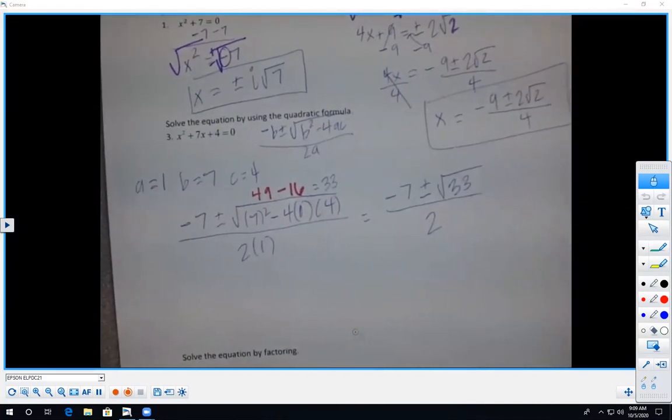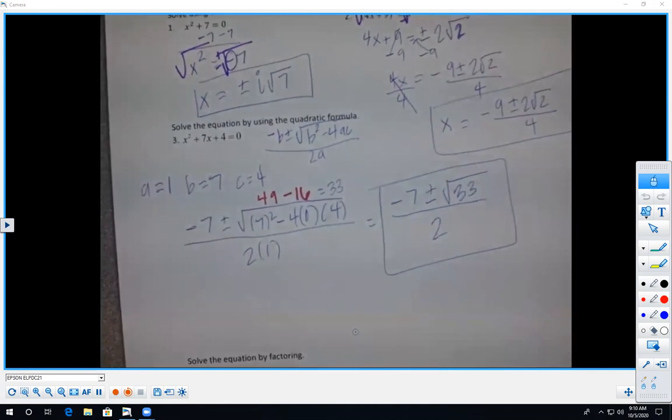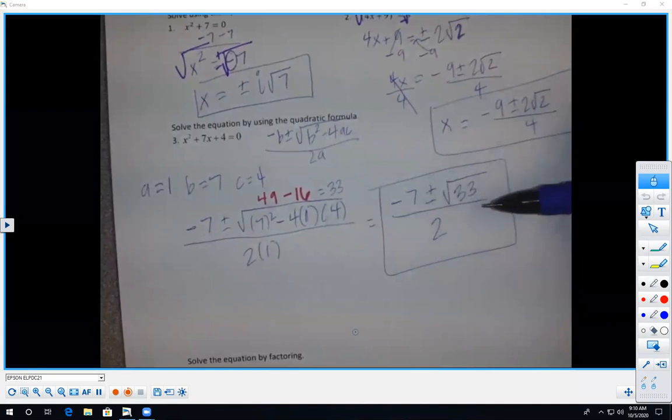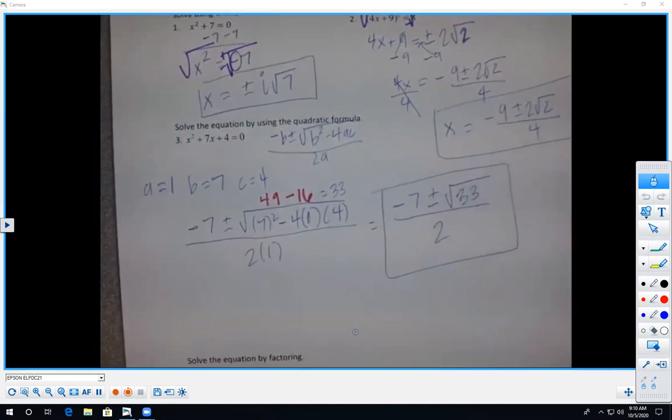And from there, you check your square root. Can I take the square root of 33? No. Can I break it down? I mean, it's 3 times 11, but can you take anything out there? No. So you're finished. There's 2 answers there. One of them is negative 7 plus the square root of 33 over 2. The other is negative 7 minus the square root of 33 over 2.